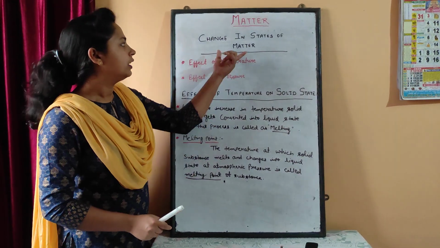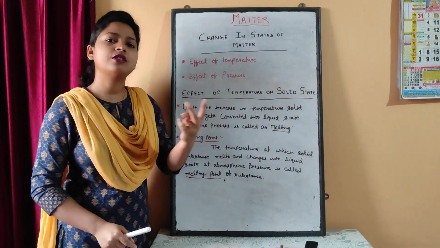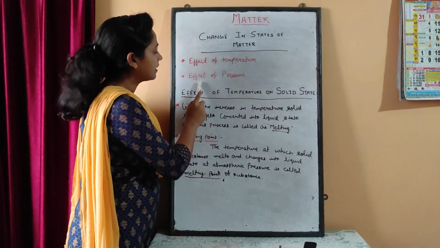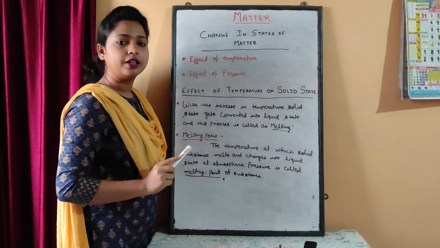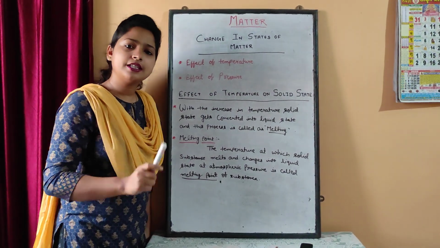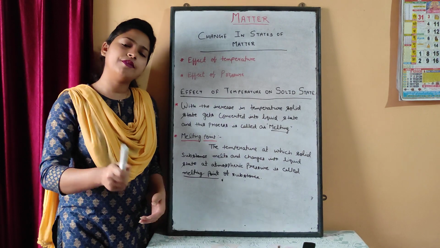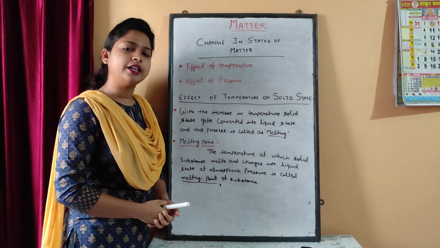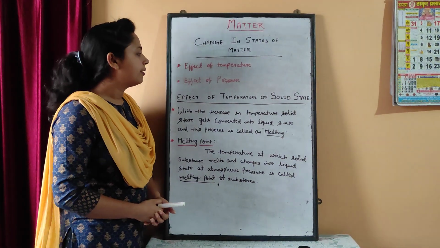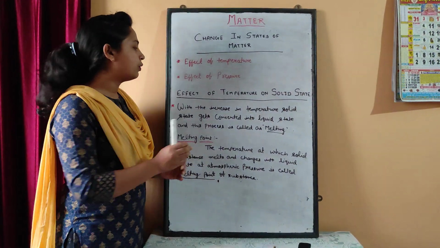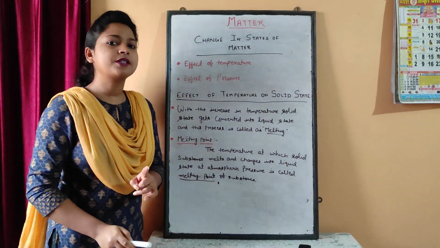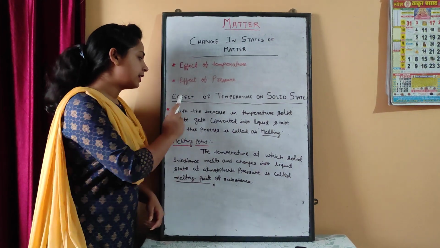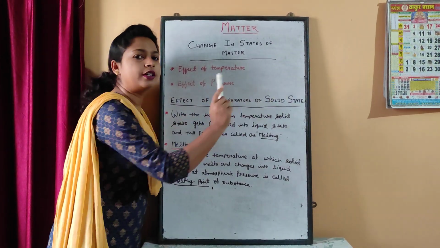Clear? So, the change in state of matter depends on two factors. First is the effect of temperature and second is the effect of pressure. Means what? If we increase or decrease the temperature, there will be a change in state of matter, and when we increase or decrease the pressure, then also there will be a change in state of matter. Now let's start with the effect of temperature, specifically on the solid state. So today we are going to start the effect of temperature on solid state.